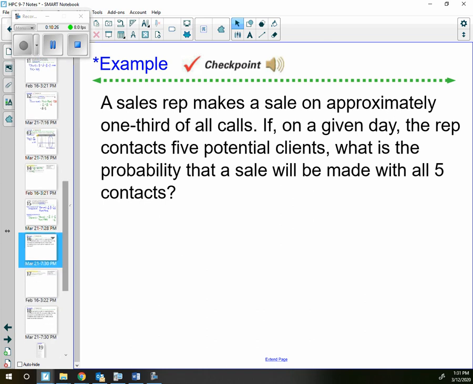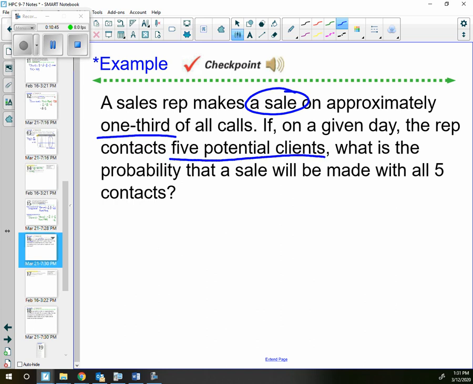All right, so we're going to talk about sales. We have a salesman, and on any particular day the salesperson has a 1/3 chance of getting a sale. That's about what his sales record is. So out of every 3 calls, he's going to make a sale. Say on one given day, he contacts 5 potential clients. What is the probability that a sale will be made on all 5 of his calls?